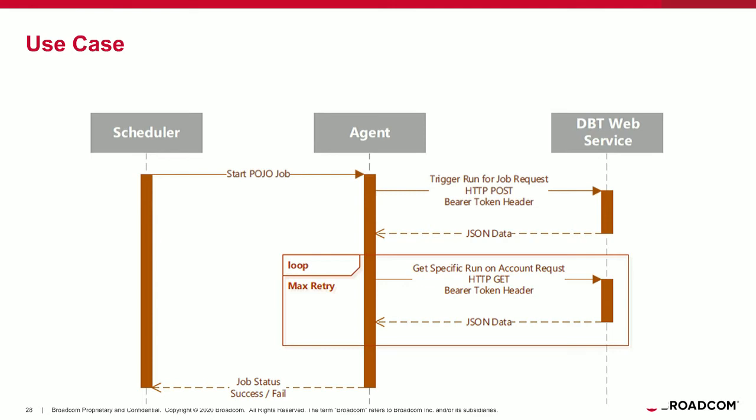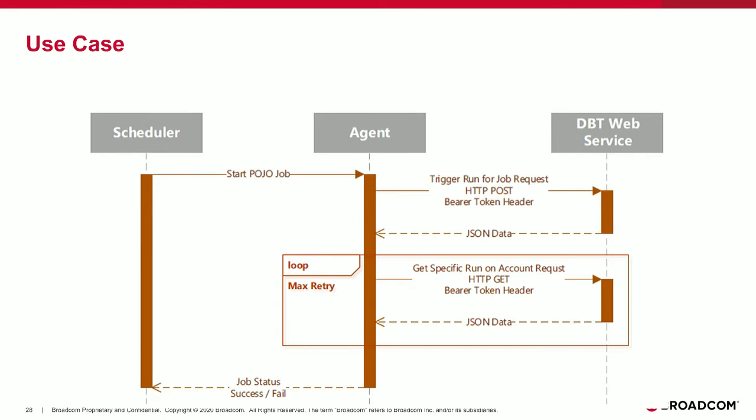And the architecture sits like this, where we have the scheduler, which is what you all know today, the agent, which is still the same agent as before, and we're going to be using the application services plugin, which contains the HTTP, and then we're going to be communicating over the internet to the service provider, which is the DBT web service provider. So the flows go here that you'll see there's two RESTful web services being called.